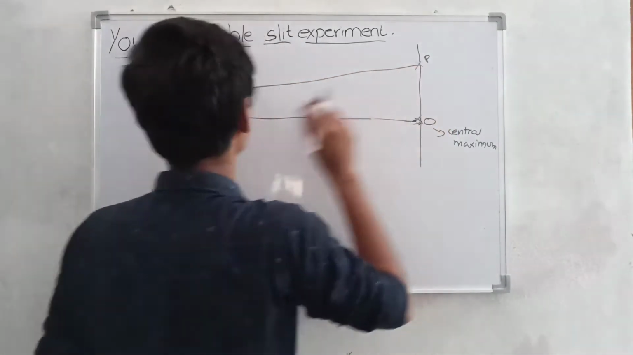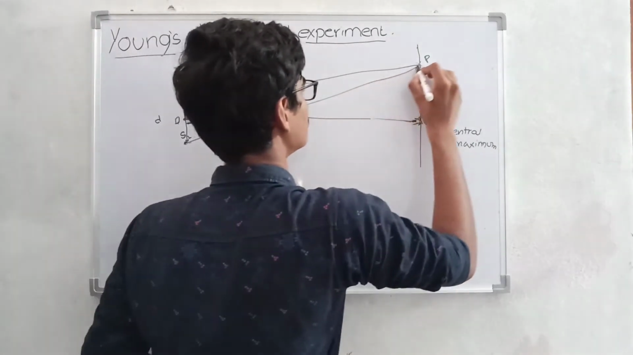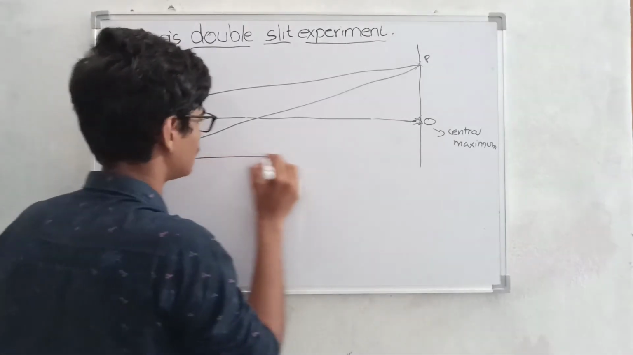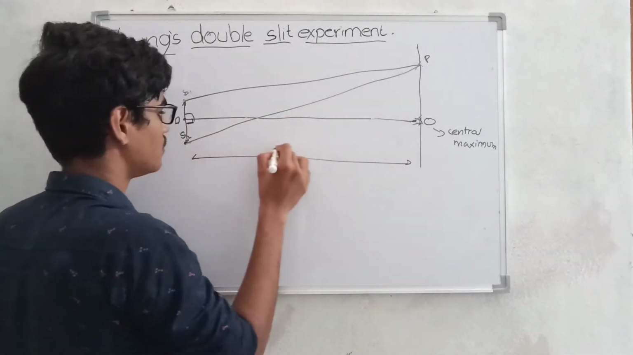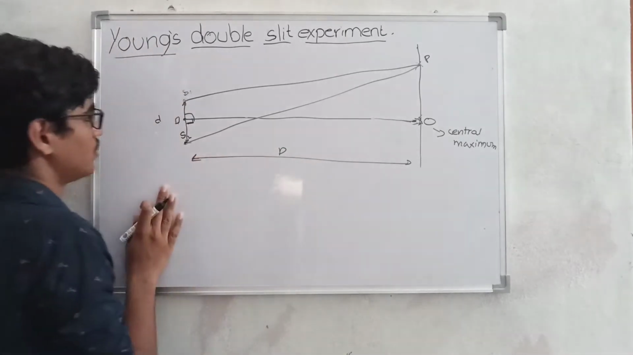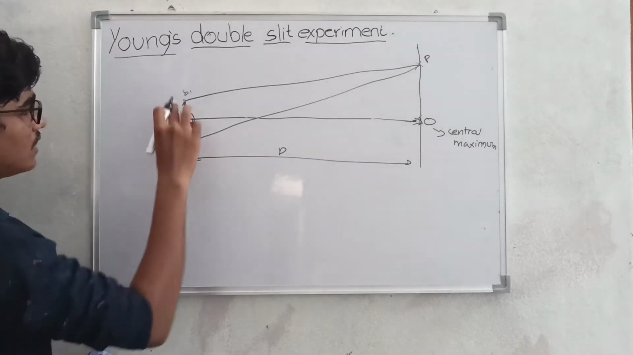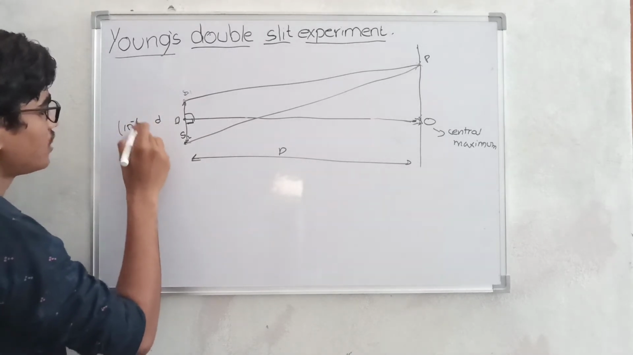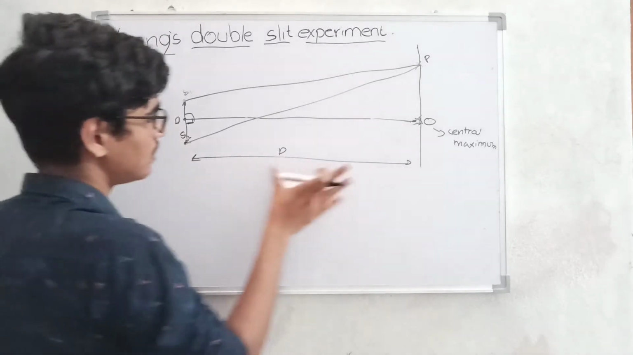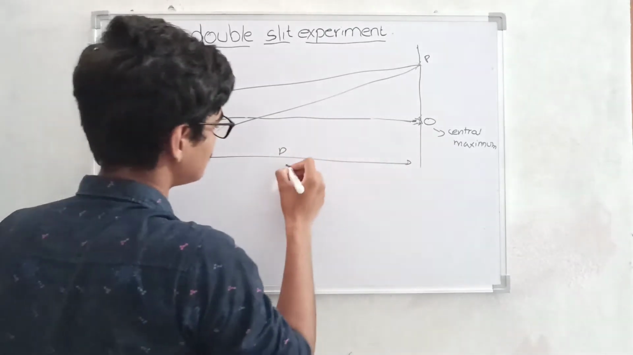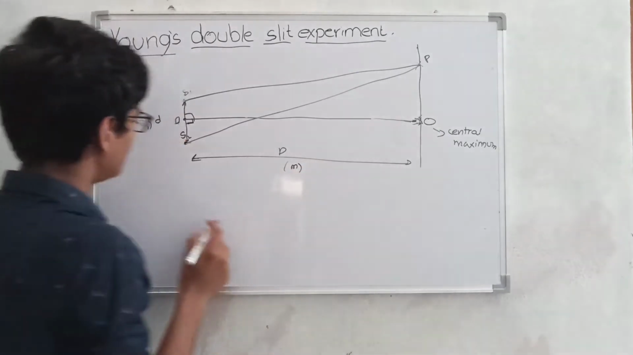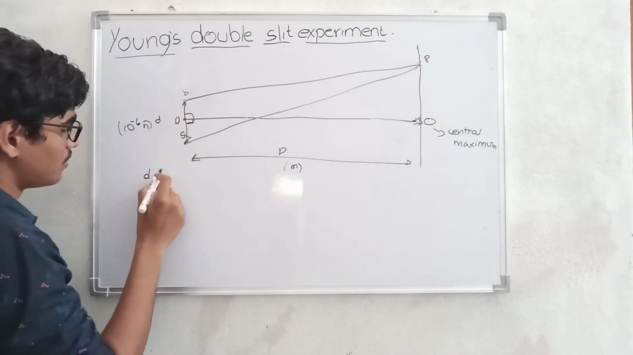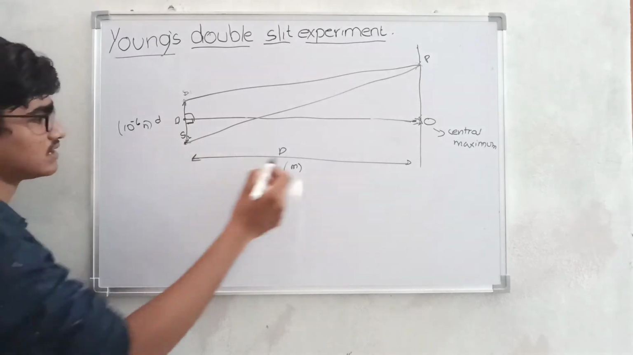Join S1P and S2P. The length between the slits and the screen is D. If we observe here, the distance between the slits, small d, is at most in micrometers, whereas the distance between the slits and the screen is in meters. That means, when compared to small d, capital D is 10 power 6 times greater.